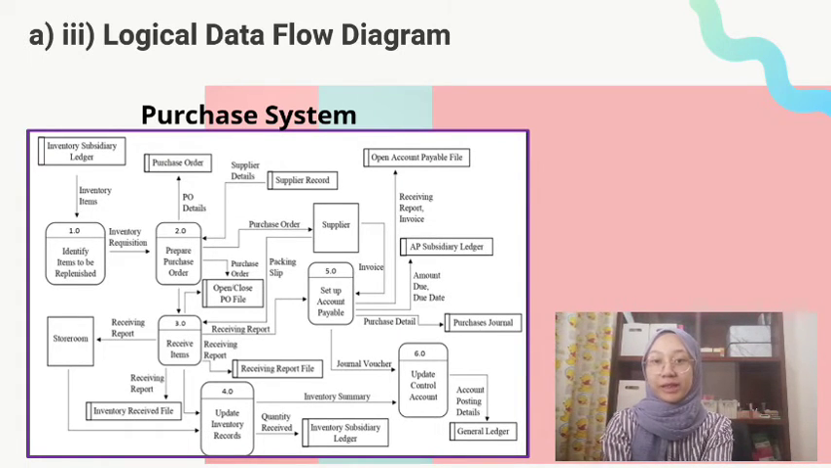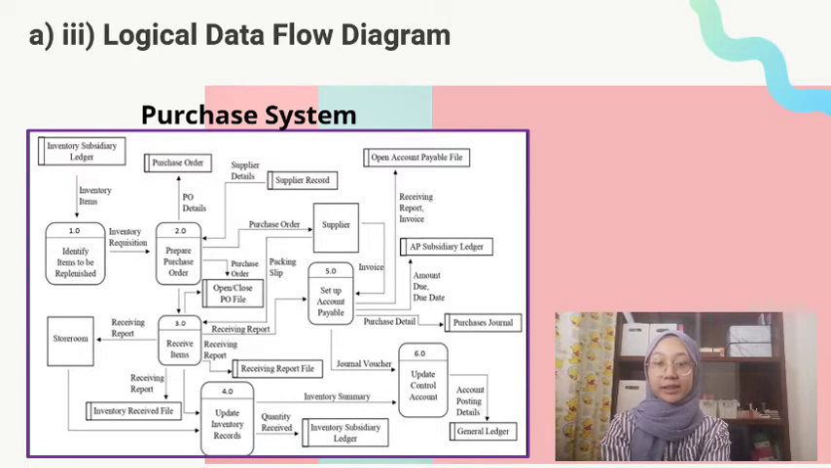Okay, so we move to the logical data flow diagram. A logical data flow diagram focuses on the business and how the business operates. It is not concerned with how the system will be constructed. Instead, it describes the business events that take place and the data required and produced by each event. The process starts when the inventory control clerk checks the inventory subsidiary ledger in her computer every day. This routine procedure intends to identify inventory items that need to be replenished.